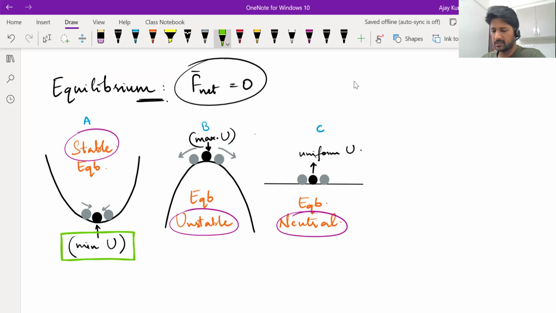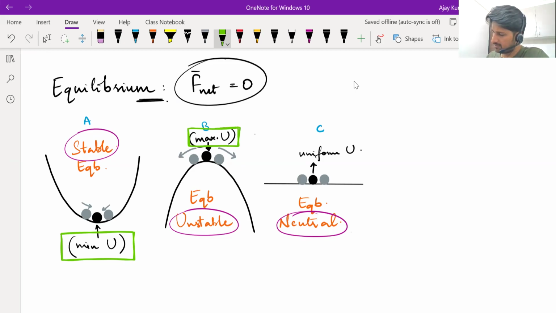Next kind of equilibrium is unstable equilibrium, where if you take the particle to the position next to equilibrium position and leave it, it won't come back to equilibrium, it will go away from equilibrium. That kind of equilibrium is called unstable equilibrium. And at unstable equilibrium, the potential energy will be maximum.